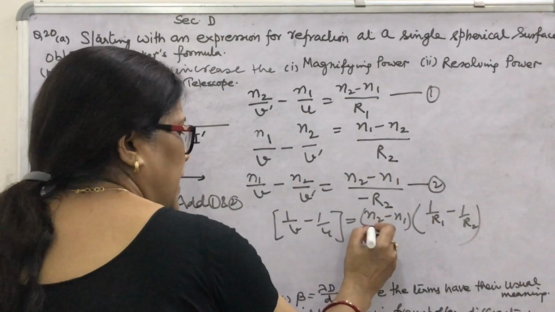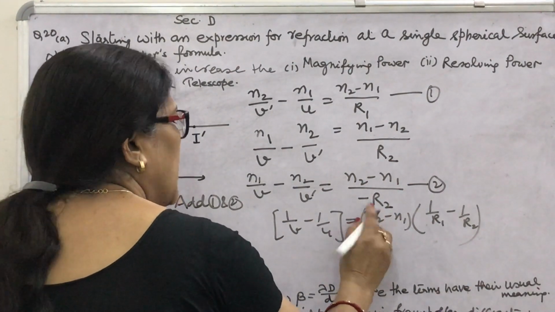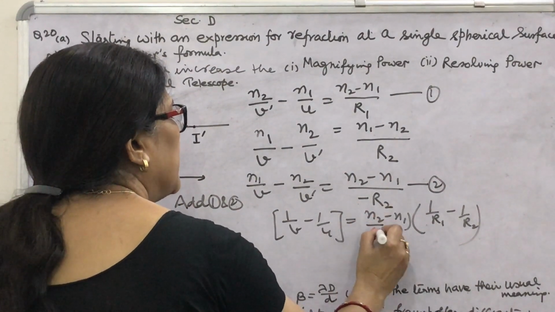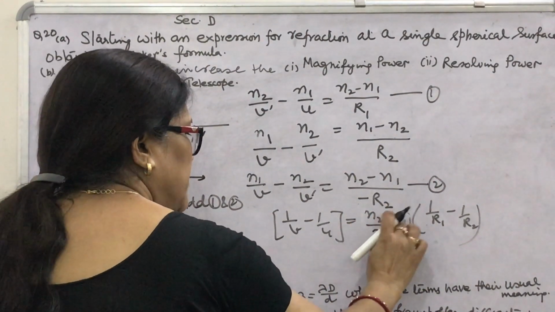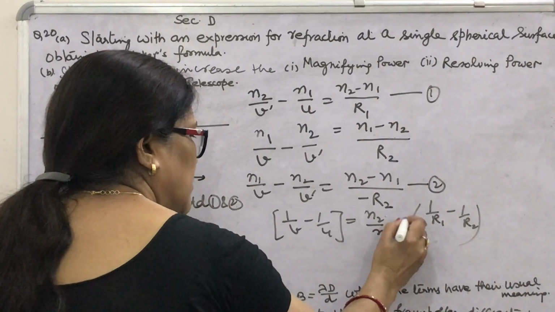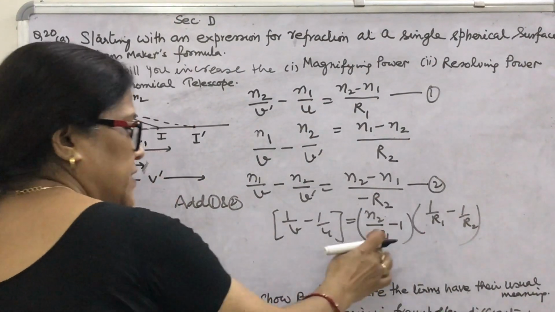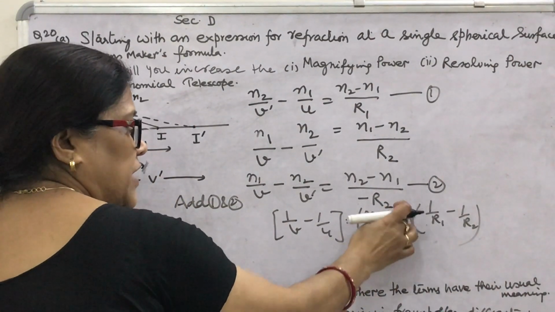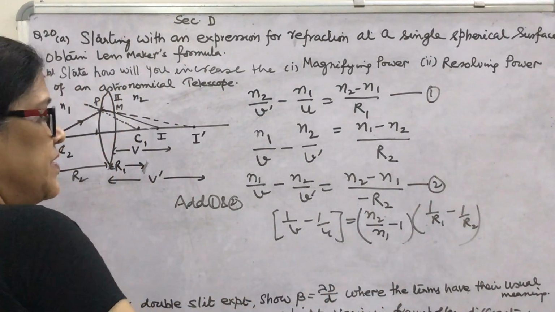This will become N2 upon N1, and this will become minus 1. Okay, whole division by N1. So N2 upon N1 minus N1 upon N1 will become 1.